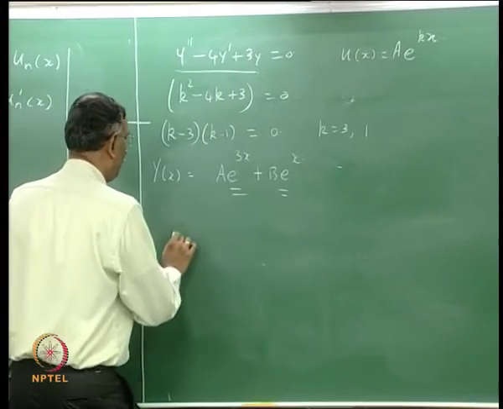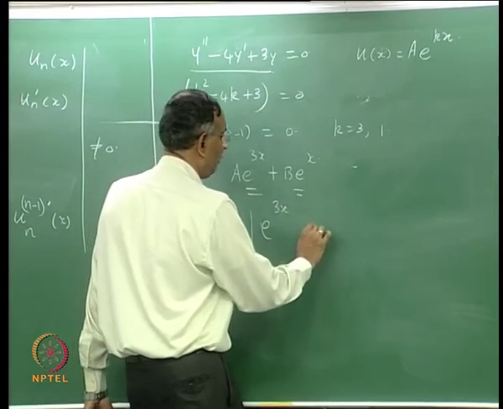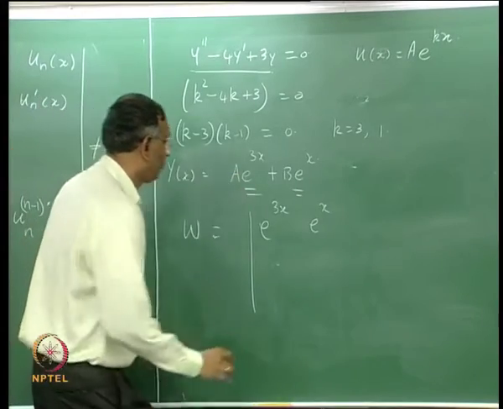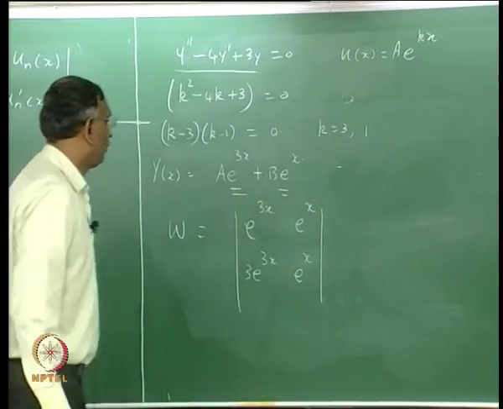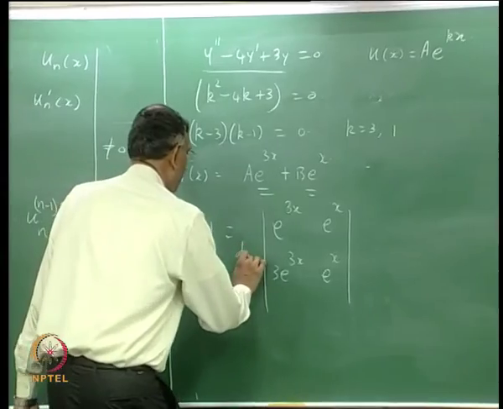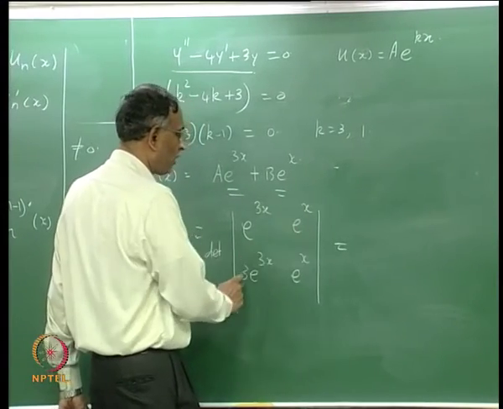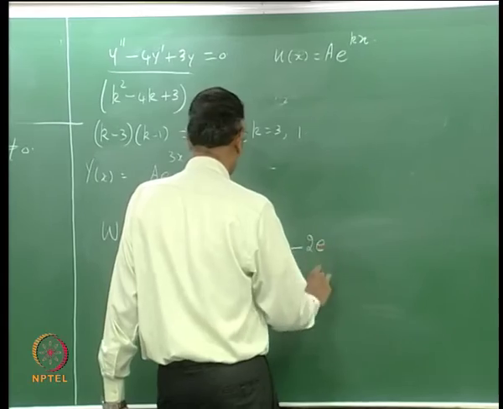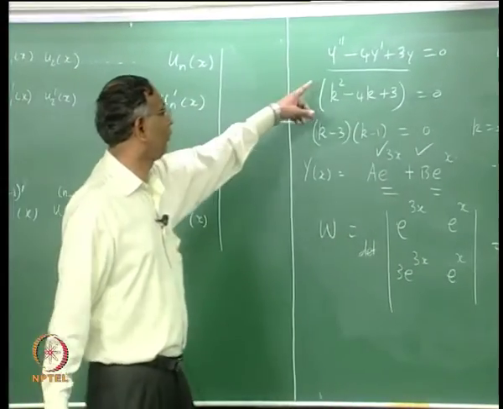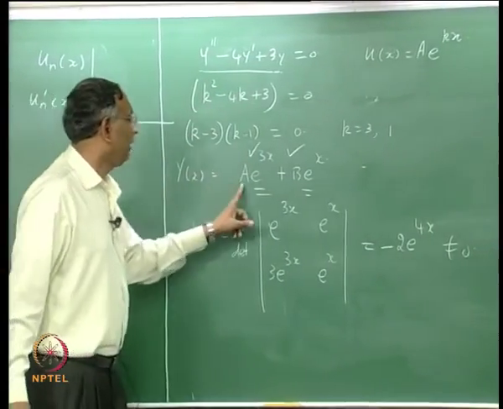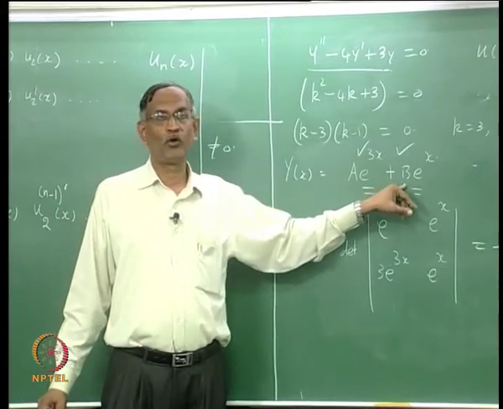Just determine the Wronskian. The functions are e to the 3x and e to the x, and the derivative of e to the 3x is 3 e to the 3x, and the derivative of e to the x is e to the x itself. If you look at the determinant of this, what you have is e to the 4x minus 3 e to the 4x, so the answer is minus 2 e to the 4x, which is not 0. Therefore these two solutions are independent, and a linear combination of these two is obviously the general solution. It's arbitrary because we don't know what a and b are.